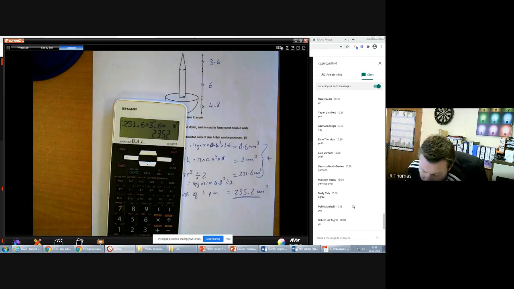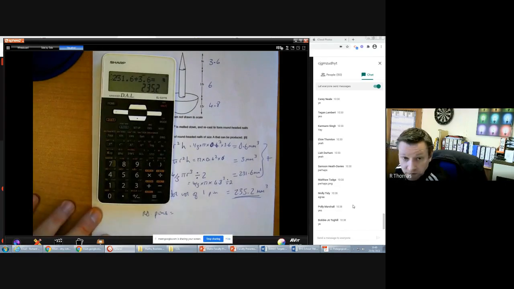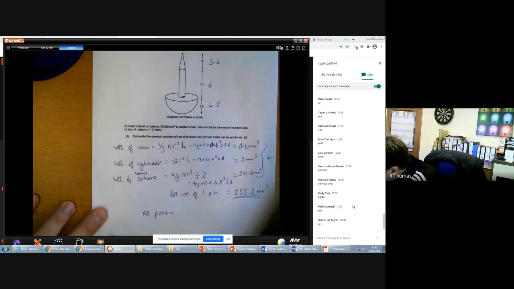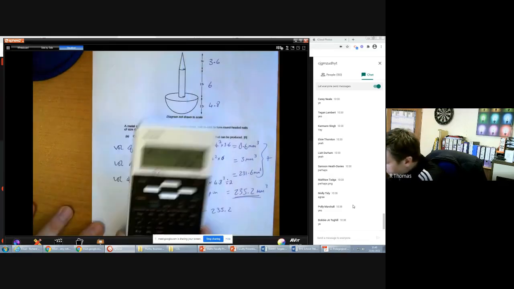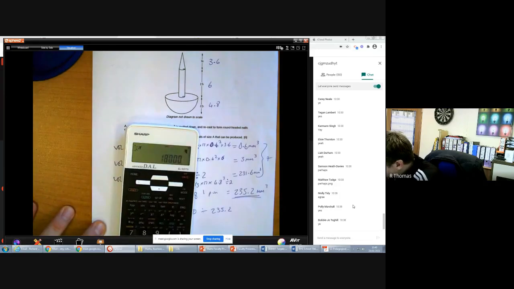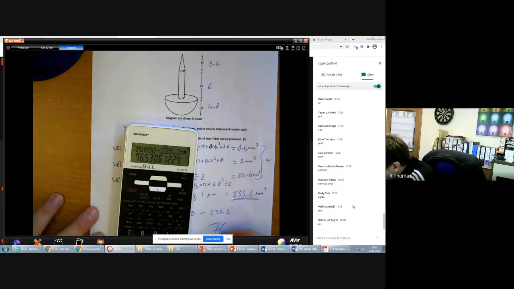So the number of pins I can get would be the volume of material I have, which, what did they say it was? 18,000, divided by the volume of one of these pins. So let's type that in the calculator. And that's what it says. Now the answer is 76 pins. That's the answer. Anybody brave enough or just would like to fib and say they had that?